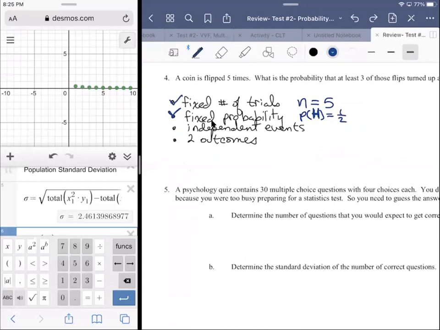Independent events. Well, if I flip a coin one time and get a heads, it doesn't mean I can't flip it again and get a heads, and again and again and again. So it's not like cards, where after 4 cards it's possible I could be out of kings, since there's only 4 kings in the deck. This is not that. So we're looking at independent events and 2 outcomes. Well, yeah, coins are like the definition of binomial. It's heads or tails.